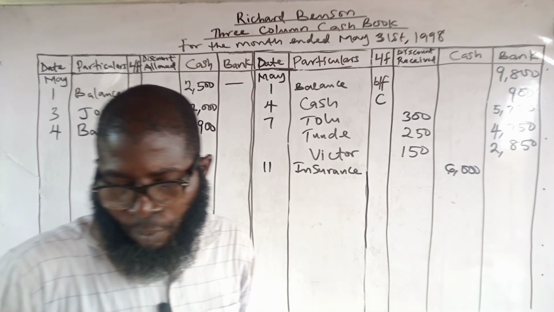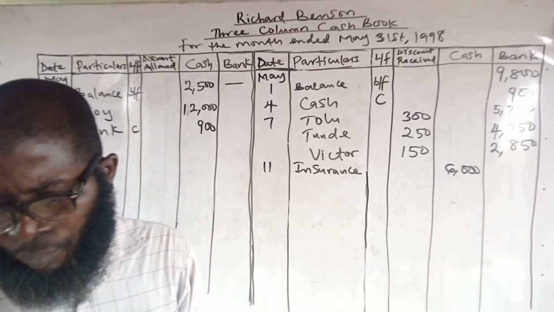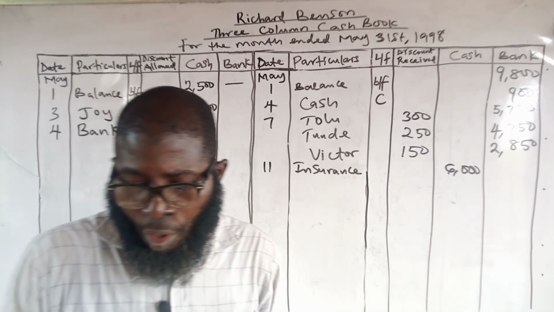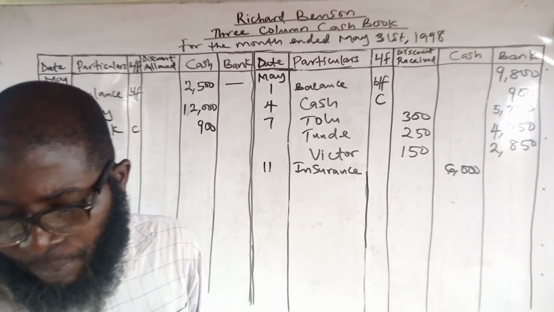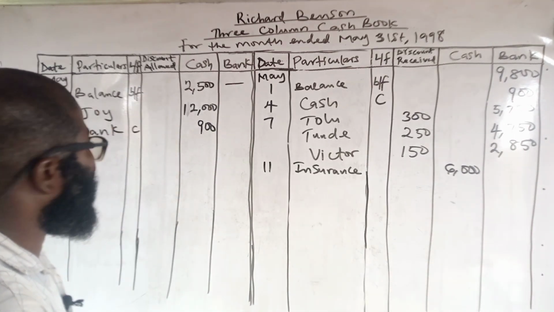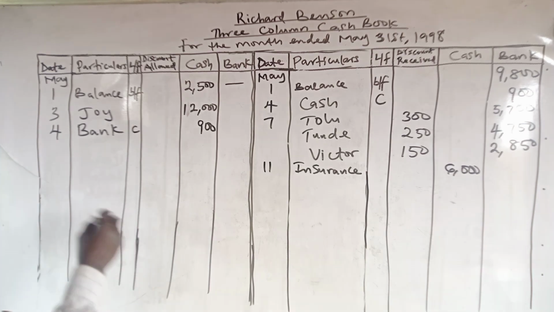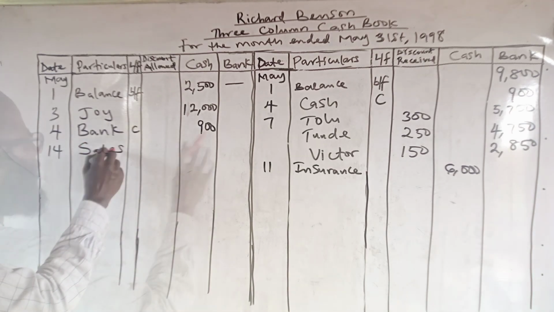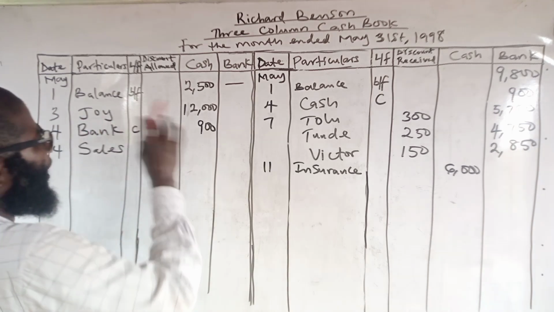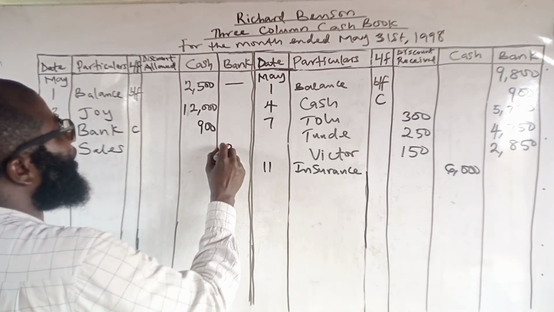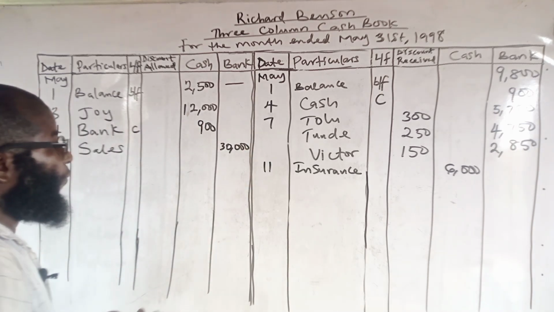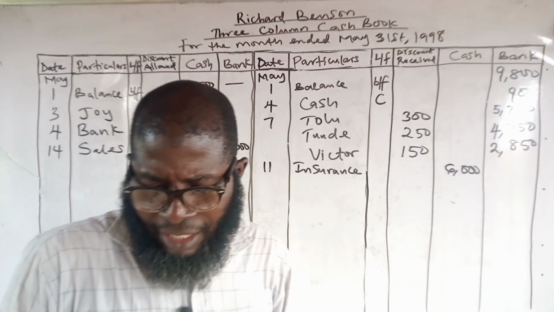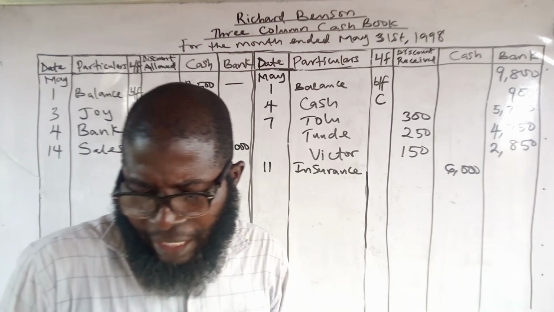Look at this question very well. This is not a contra entry. If you listen to some of the videos I've made on how to go about this: cash sales paid immediately into the bank, 30,000 naira. May 14, come here, May 14, just put sales. This cash sales was paid immediately into the bank, 30,000 naira. It is not reflecting on the cash account in the office. Therefore, you don't treat this as a contra entry.